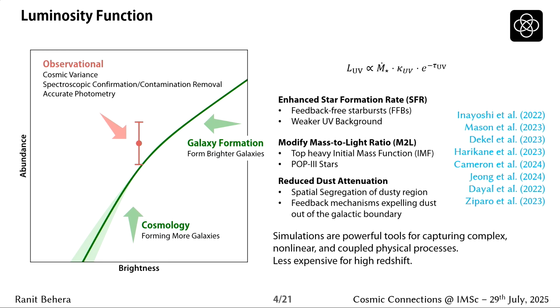On the other side, on the theoretical side, from cosmology and galaxy formation, at high redshift they are actually related. From the cosmological side, you want to push this upward by forming a larger number of galaxies, and you can do this with blue-tilted power spectra and non-Gaussianity. I'll not talk about that. What we are interested in is galaxy formation, so push this curve this way, that is, form brighter galaxies.